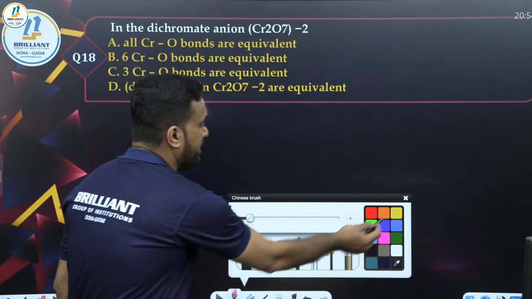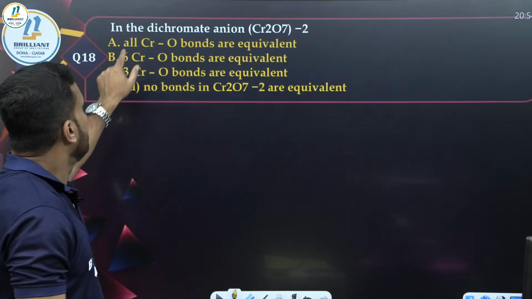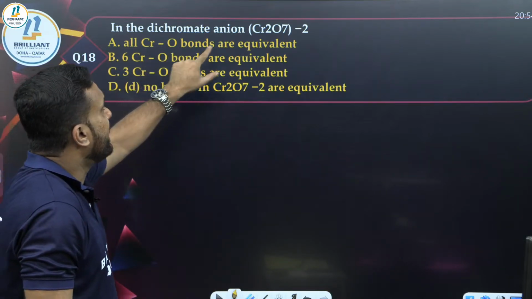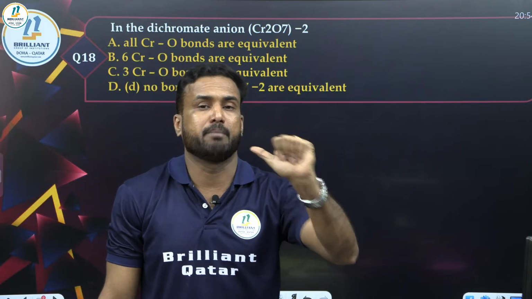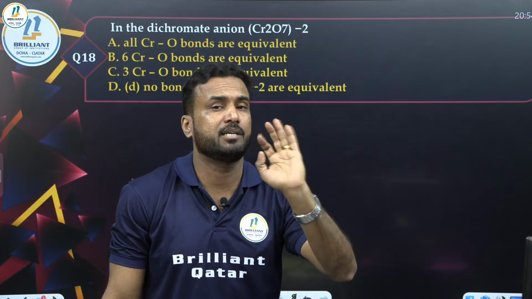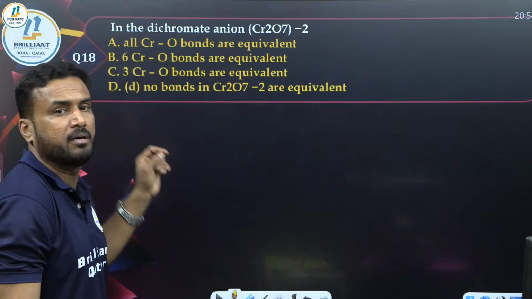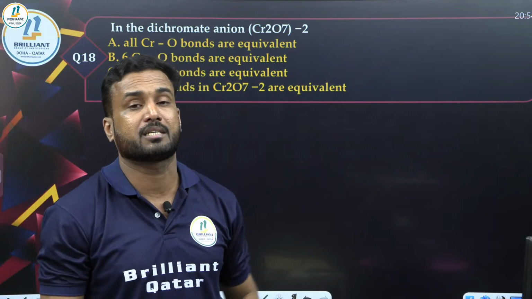Question number 18. Read the question. In the dichromate ion, we have dichromate, chromate, manganate, permanganate. Those four ion structures you keep in mind. One question I put, you have to give focus on the structure of the ion.